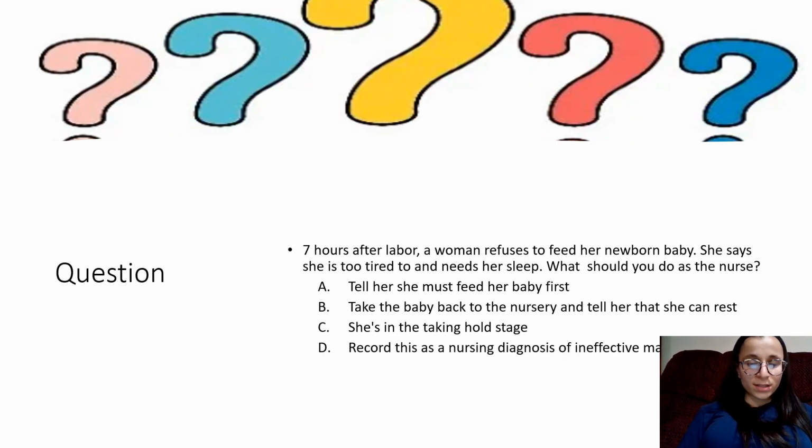So here's a question. 7 hours after labor, a woman refuses to feed her baby. She says she's too tired or needs to sleep. What should you do first? Should you tell her that she needs to feed her baby first? Take the baby back to the nursery and tell her she could rest? Tell her she's in the taking hold stage? Record this as a nursing diagnosis of ineffective mothering?